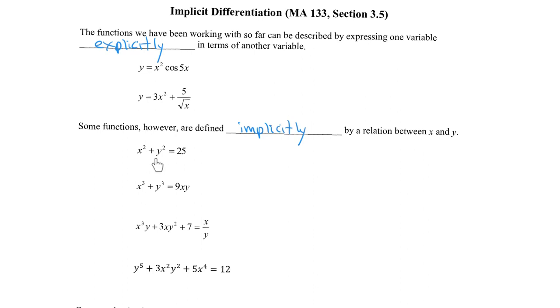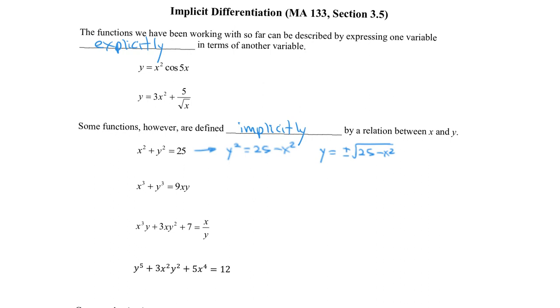Well, let's look at this one first. So we are able to work with this one, right? If we were going to graph that in a graphing calculator, we could solve this for y. We could say y squared equals 25 minus x squared. And then we could take the square root of each side and get plus or minus the square root of 25 minus x squared.